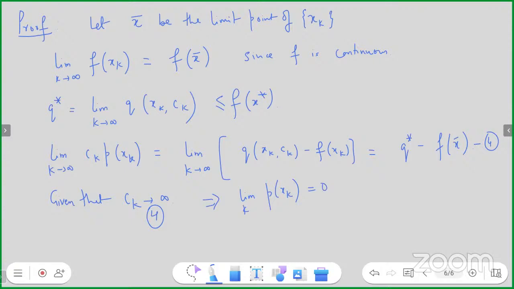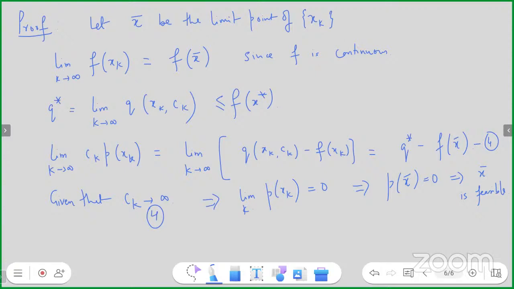Okay. Is that sufficient to claim that p of x bar is 0? That's what you want, right? x bar is a limit point, p is continuous, g is continuous. So this implies that p of x bar is 0, which implies that x bar is feasible. So continuity of all three is required. Okay, so at least x bar is feasible.